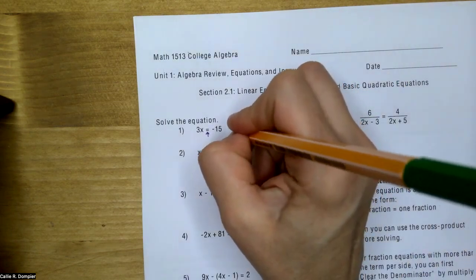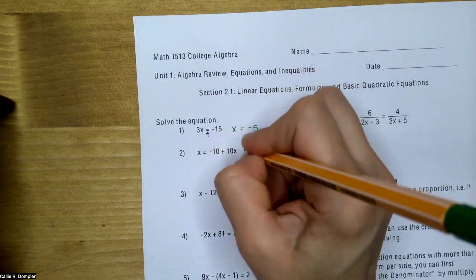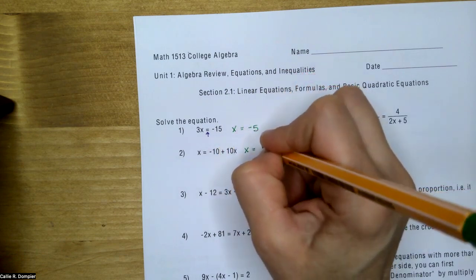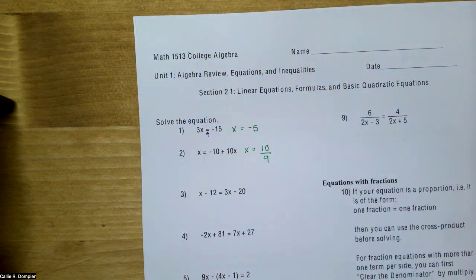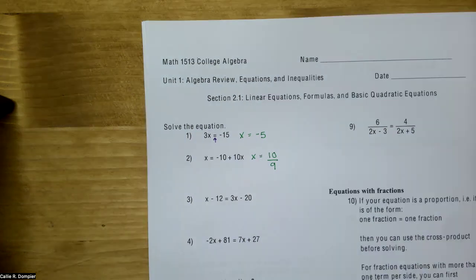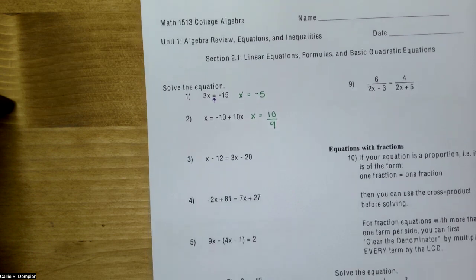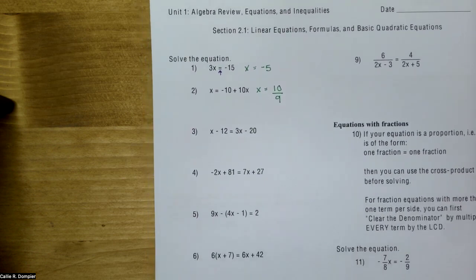Here, x is negative 5. Here, x is 10 ninths. Number 3, it says x minus 12 is equal to 3x minus 20.